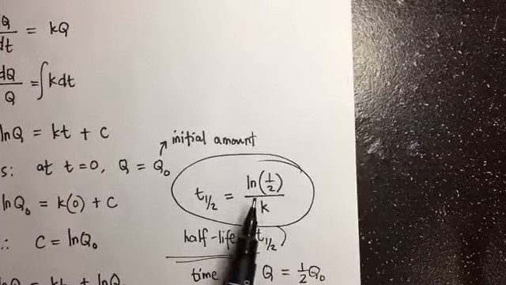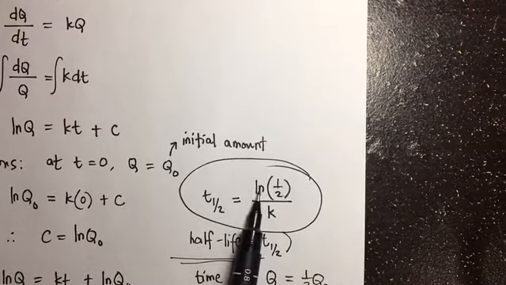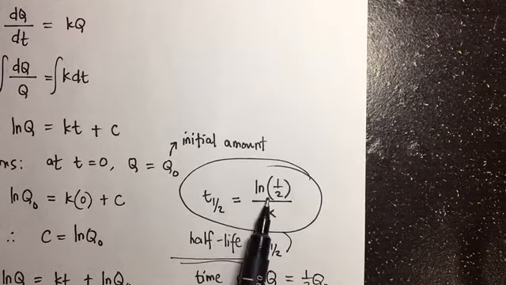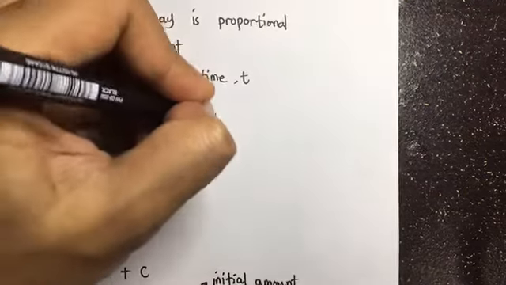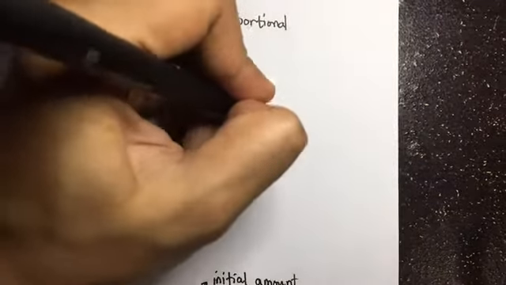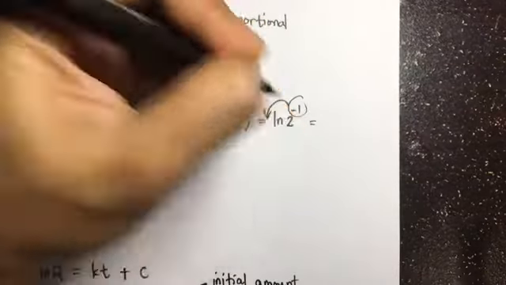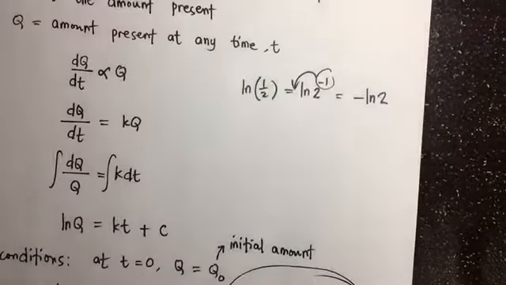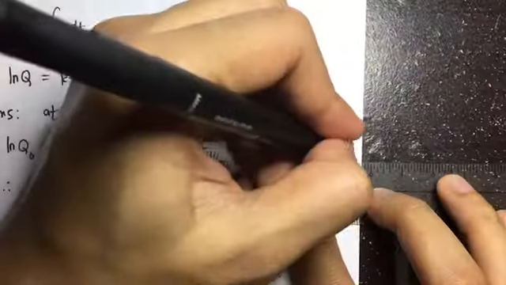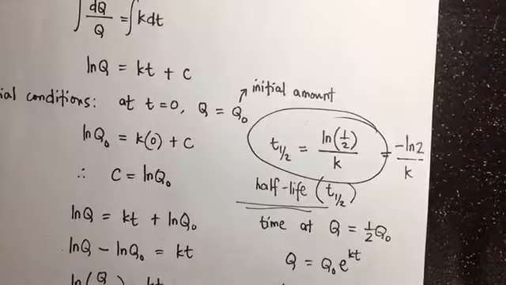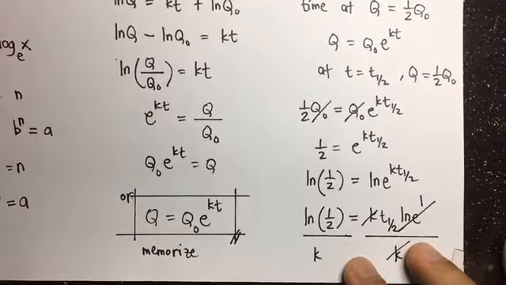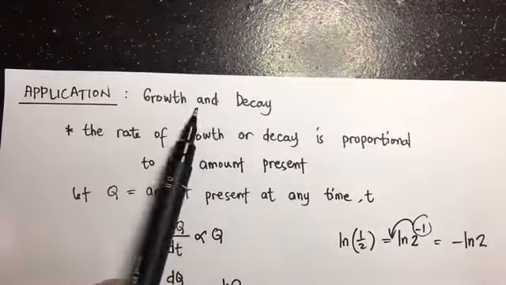There are also other expressions of this. It could be negative ln of 2, because ln of 1/2 is equal to ln of 2 raised to negative 1. Therefore, using the laws of logarithm, transferring that exponent, it will become negative ln of 2. So the half-life can also be expressed as negative ln of 2 over k. So you just memorize these formulas for solving problems involving growth and decay.